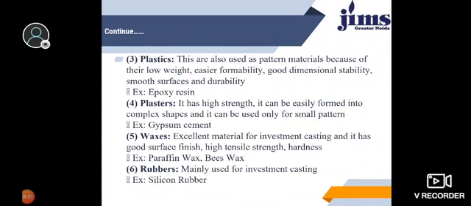Next is wax. Wax is an excellent material for investment casting, and it has good surface finishing, high tensile strength, and high hardness. When we have to make a more precise, more accurate pattern, then we use wax, and we use it in investment casting. Examples may be beeswax, paraffin wax, etc. And lastly we have rubber. It is mainly used in investment casting, and an example may be silicone rubber.